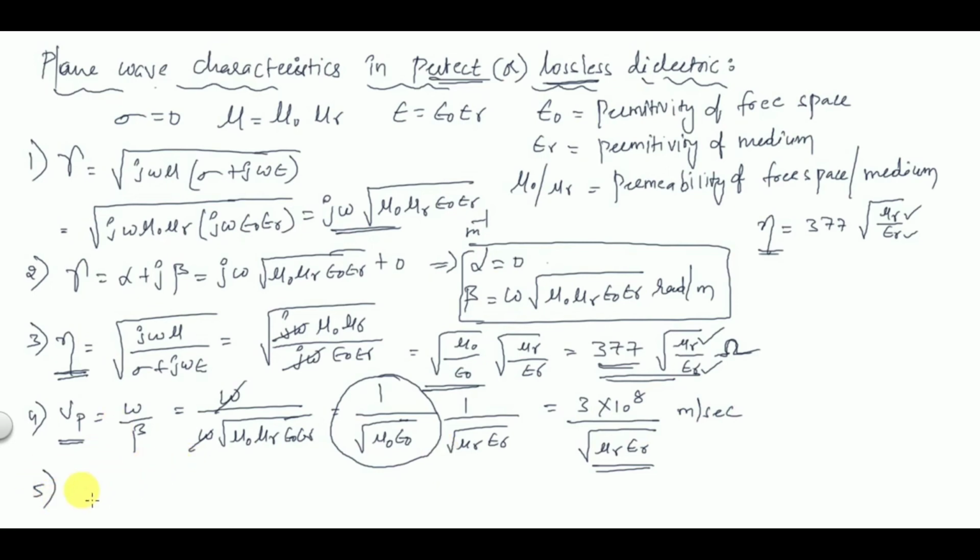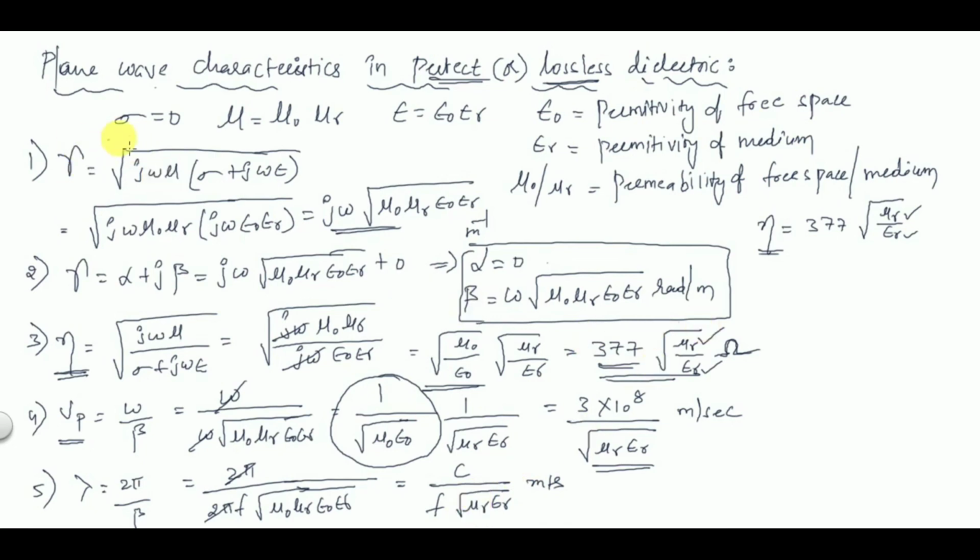Next, fifth one. Fifth is lambda. Lambda is 2 pi by beta. So it will be 2 pi by 2 pi f into root of mu naught mu r epsilon naught epsilon r. So 2 pi gets cancelled, and 1 by root of mu naught epsilon naught is c. So c by f into root of mu r epsilon r meters.